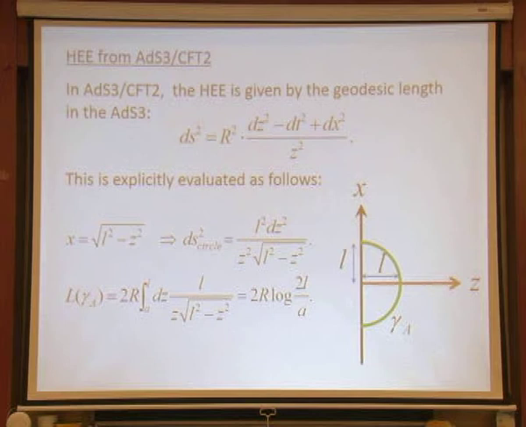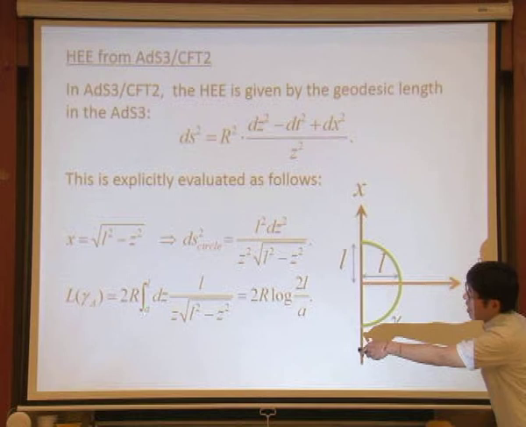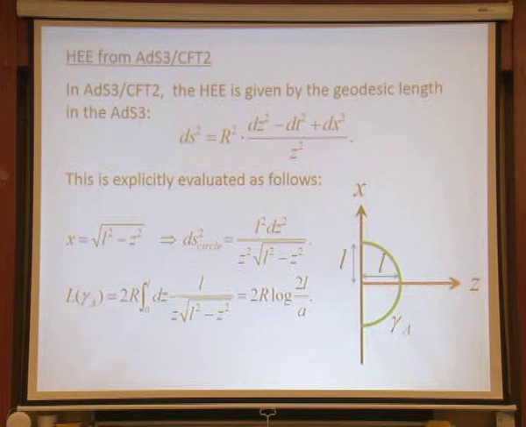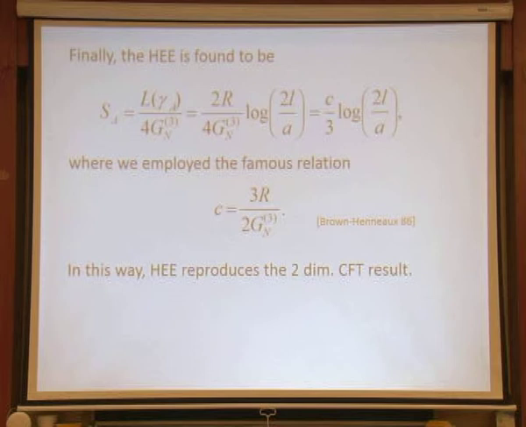So its length looks like this integral, and it's divergent, because near the cutoff region, z equals 0, it is cut off by a. Then it's dz over z, which is logarithmically divergent. But if we keep this cutoff, we find this formula. After we plug this formula into the holographic formula, area divided by 4 G Newton, and use the well-known relation between the central charge and the radius of AdS, the Brown-Henneaux relation, we get c over 3 times log of 2L over a.